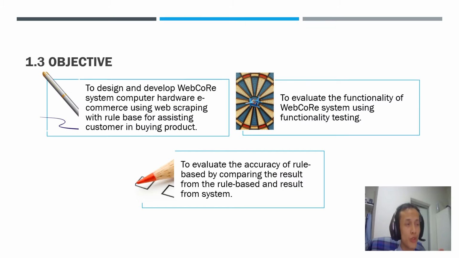There will be three objectives for this project. Number one, to design and develop the WebCore system, computer hardware e-commerce using web scraping with rule-based for assisting customer in buying product. Number two, to evaluate the functionality of the WebCore system using functionality testing. And the last objective is to evaluate the accuracy of the rule-based by comparing the result from the rule-based and the result from the system.